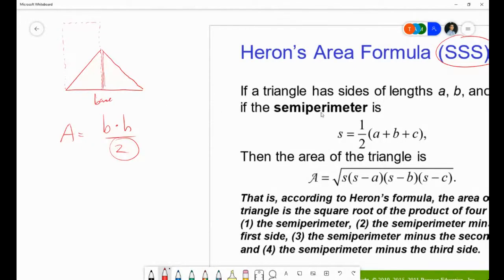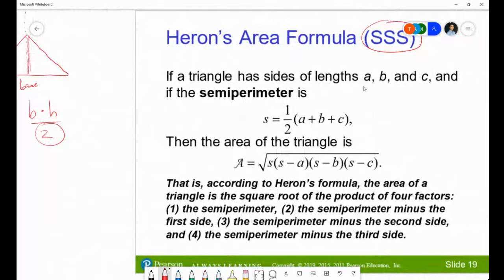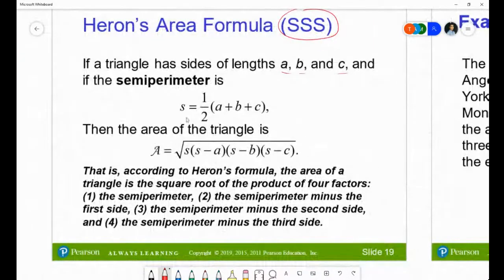But if we don't have the height, we can use Heron's formula, which requires us to have all three sides. We're going to use this formula, where S represents the semi-perimeter. Semi just means half of the perimeter. So you can see here we're adding up all the sides and then taking half of it, hence the word semi-perimeter. Then the area of the triangle is the square root of S times S minus A times S minus B times S minus C. So we take the difference of each side with the semi-perimeter, times the semi-perimeter itself.